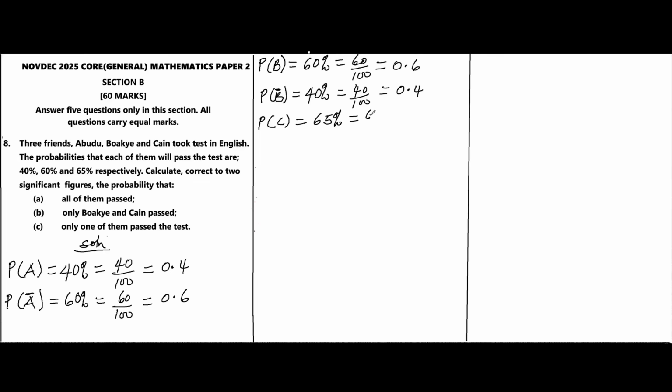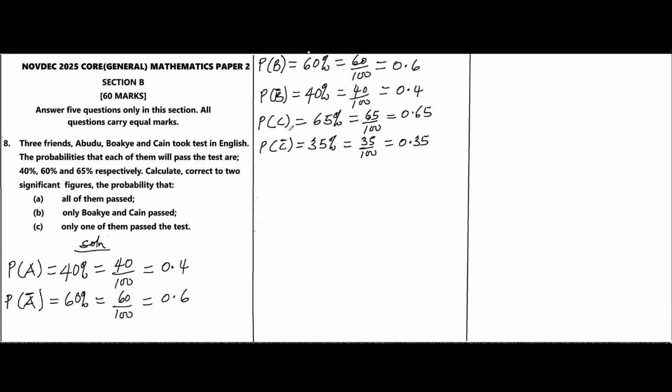And lastly, the probability that Cain will pass the test, we have 65%. 65% as a common fraction, we have 65 on 100. As a decimal, we have 0.65. Now, what will be the probability that Cain will not pass the test? So if he has 65% chance of passing, then he has 35% chance of failing. That is 35 on 100. In terms of decimal, we have 0.35.